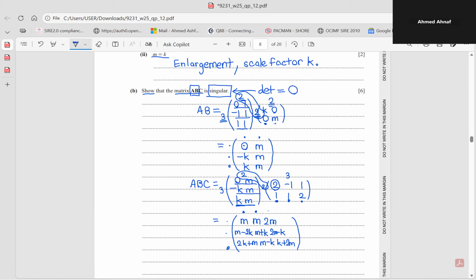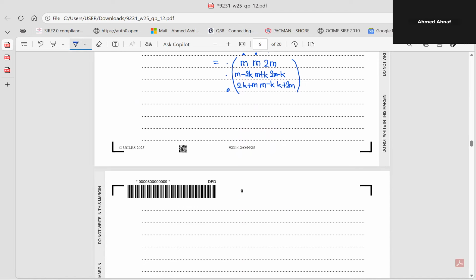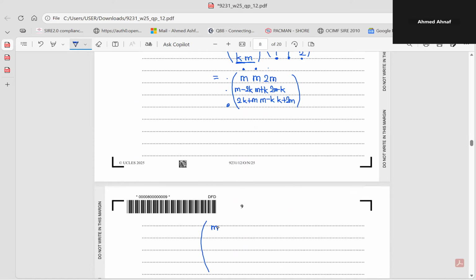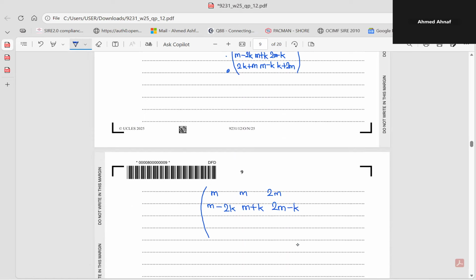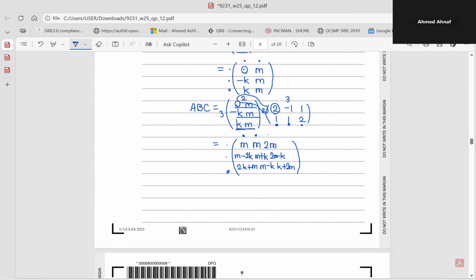Okay, now we're ready to find the determinant. All right, so to find the determinant, you know what? Let's just copy down matrix ABC. So m, m, 2m, m minus 2k, m plus k, 2m minus k, 2k plus m, m minus k, k plus 2m. All right, so let's find the determinant.